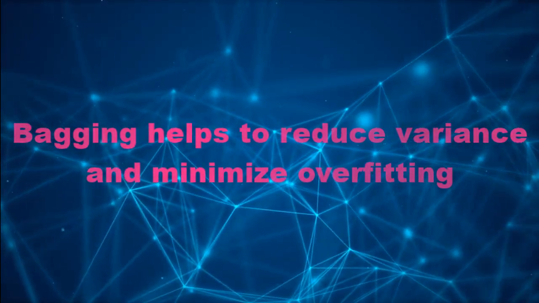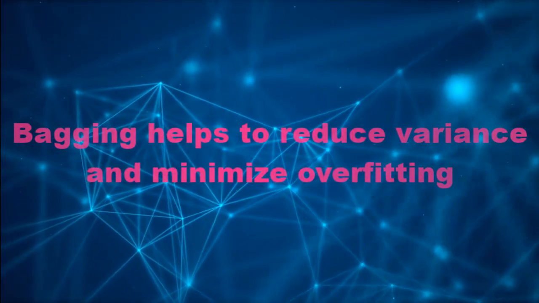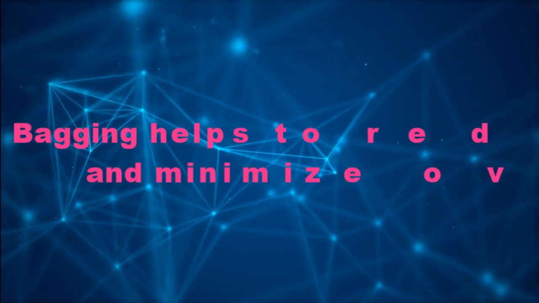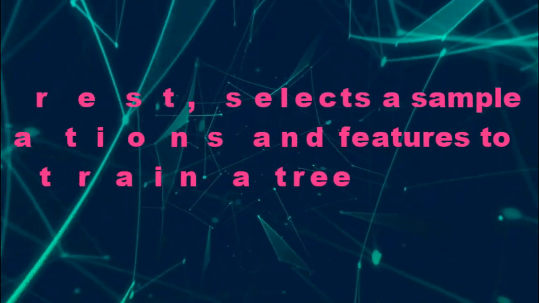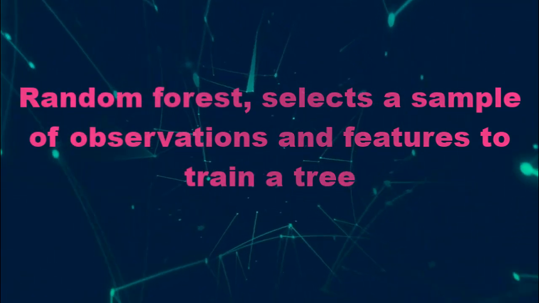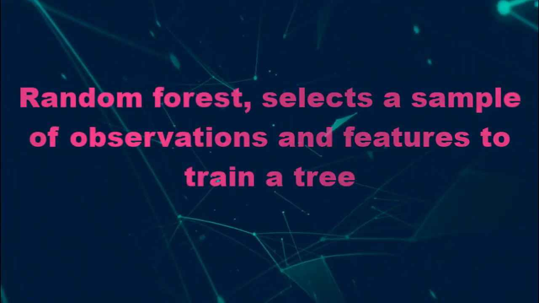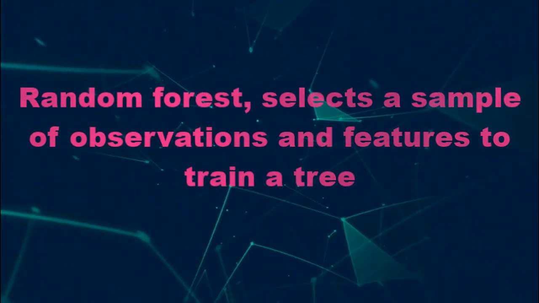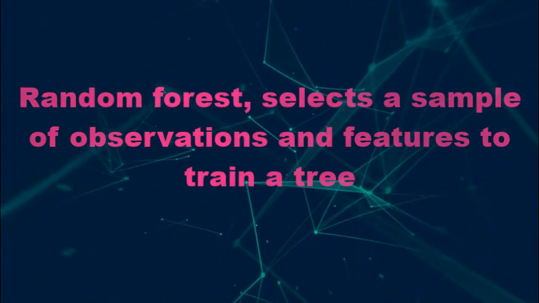Random forest uses bagging to grow a tree. Random forest selects a sample of observations rather than all of them to train a tree. Similarly, random forest selects a sample of features rather than all of them to train a tree as well.